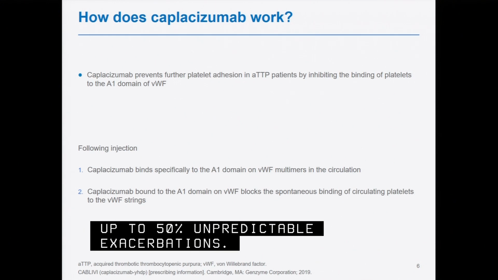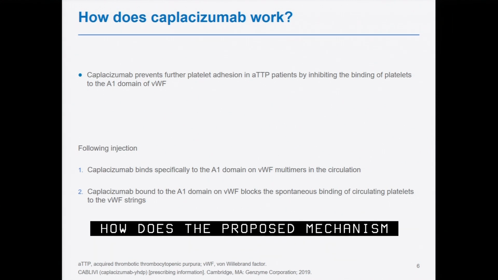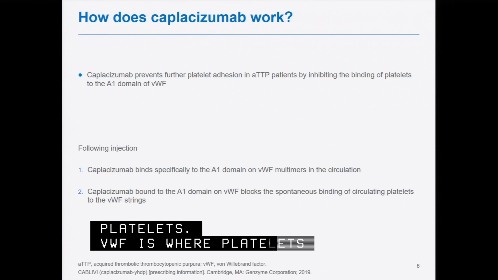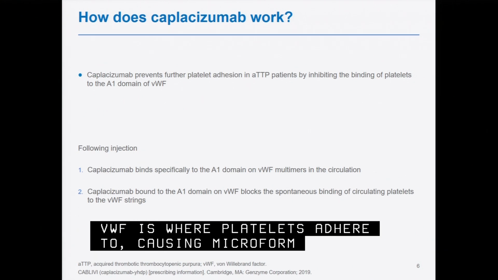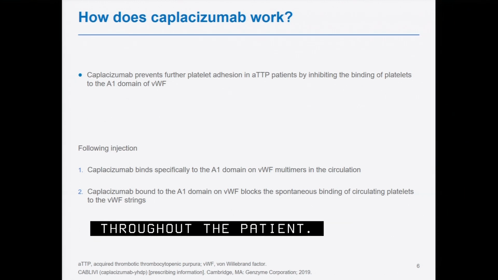How does caplacizumab work, and what is the proposed mechanism of action of caplacizumab? It prevents further platelet adhesion in TTP patients by inhibiting the binding of platelets to the A1 domain of VWF. As mentioned before, the VWF A1 domain is where platelets adhere, which would cause microthrombi throughout the body in these patients. Following injection, caplacizumab binds specifically to the A1 domain of circulating VWF multimers, blocking the platelet strings from forming on the VWF.